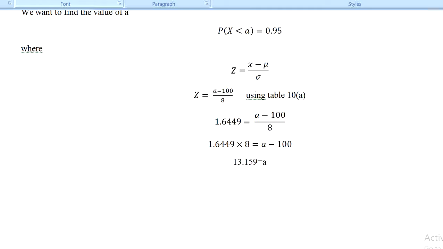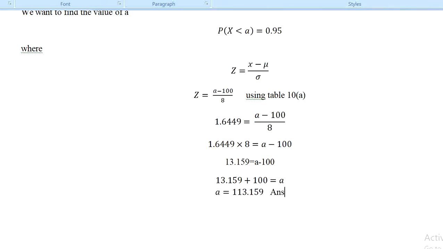13.159 is equals to a minus 100, and from here we will just add 100. We will take it on the right side. 13.159 plus 100 is equals to a. That is a is equals to 113.159. So this is the answer.